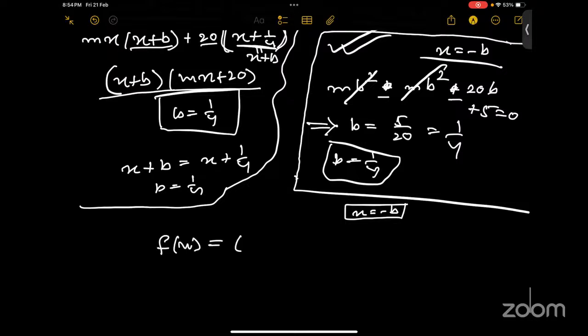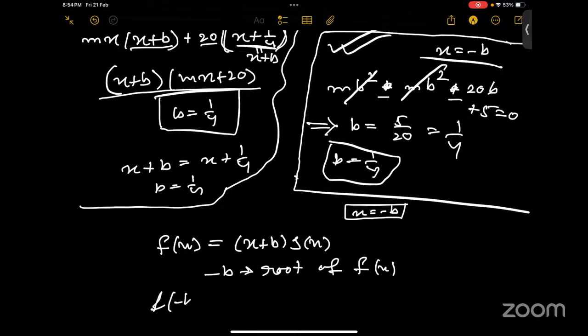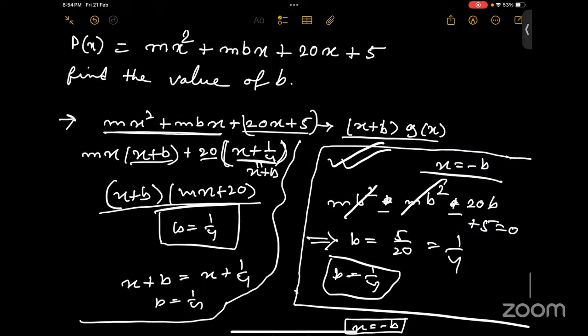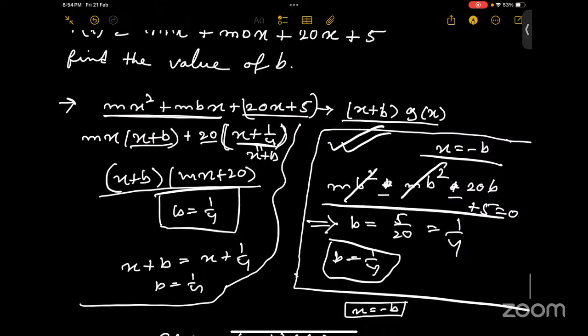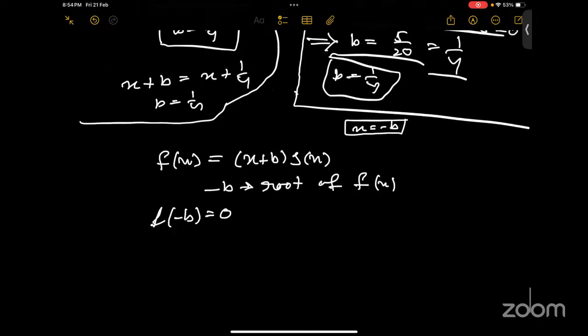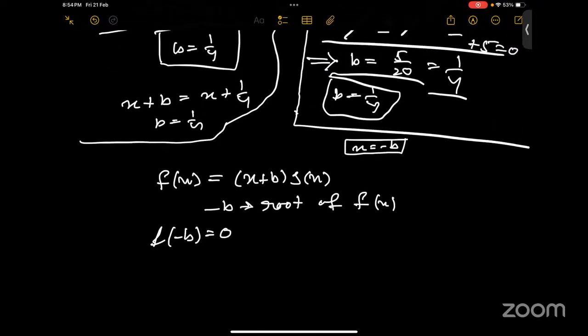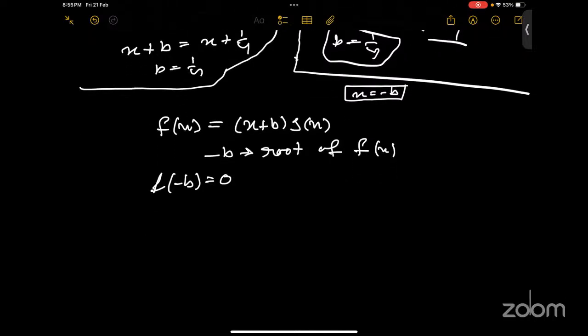f(x) we can express as (x plus b) into some g(x), right? That means minus b is a root of the equation f(x). That means f of minus b should be equal to 0, right? Now if you just do this, we will get this line, and from this we can calculate the value of b. Okay? Yeah, ma'am, got it.